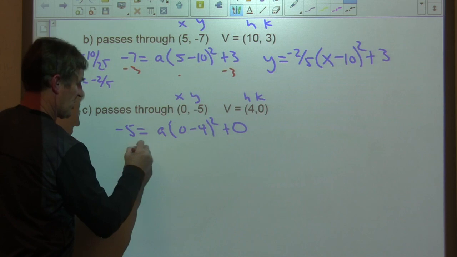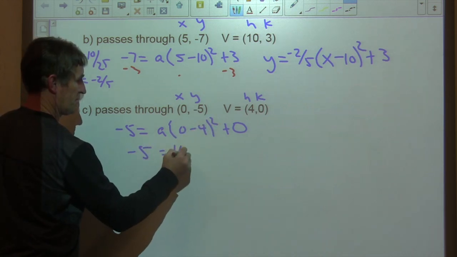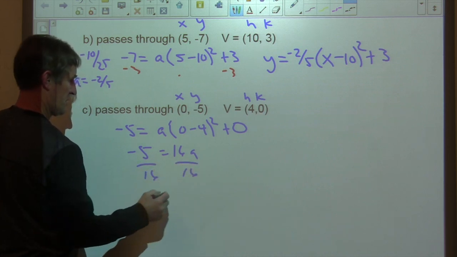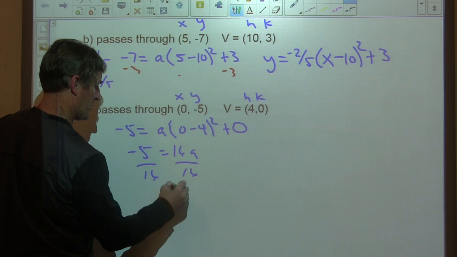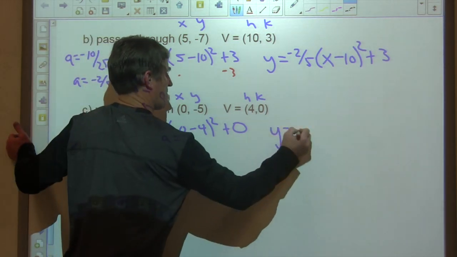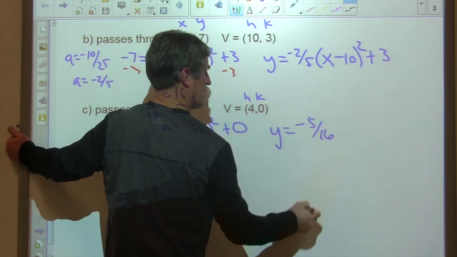So moving the 0 doesn't change anything. Negative 4 squared would be 16. Divide by 16. So a equals negative 5/16. And now we write our equation. So that will be negative 5/16.